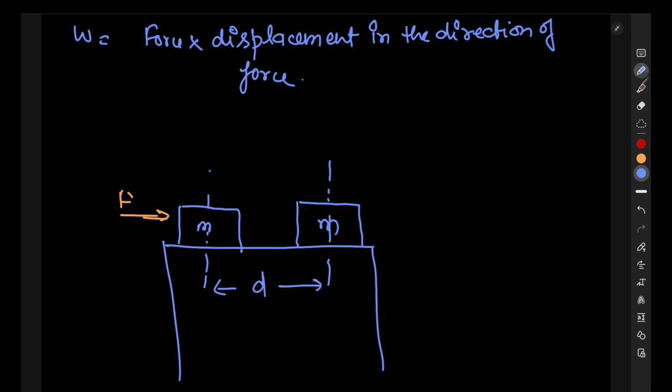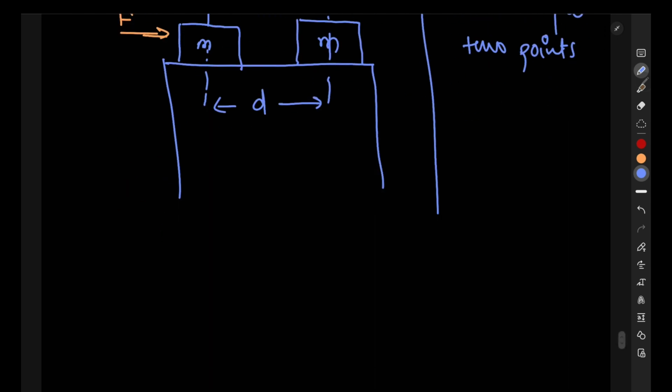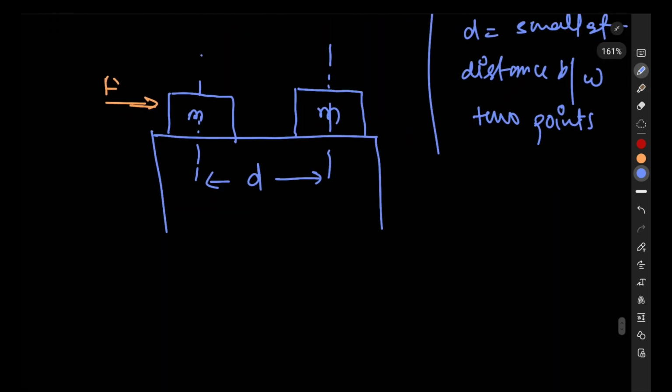Displacement is the smallest distance between two points. So if we don't know what displacement is, displacement is the smallest distance between 2 points. Okay, see, it is different from distance. So force into displacement is work done. Work done is equal to force into displacement.